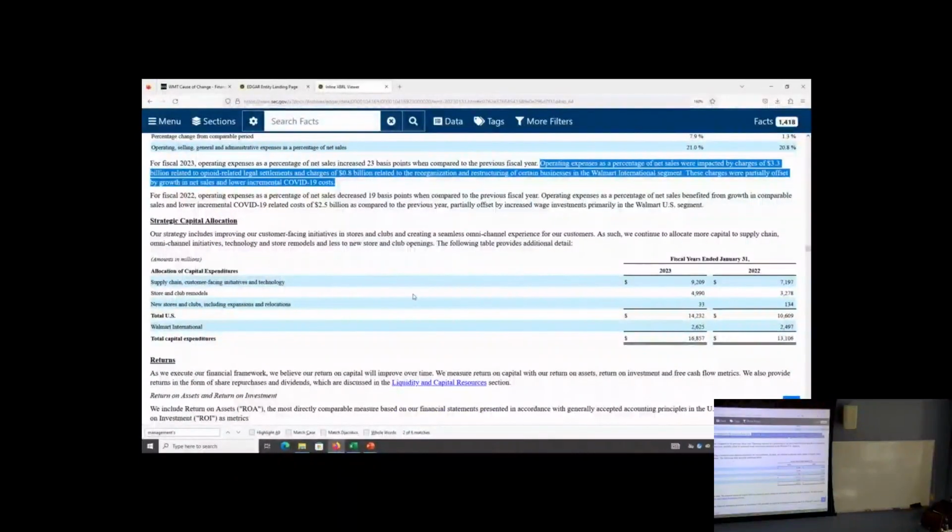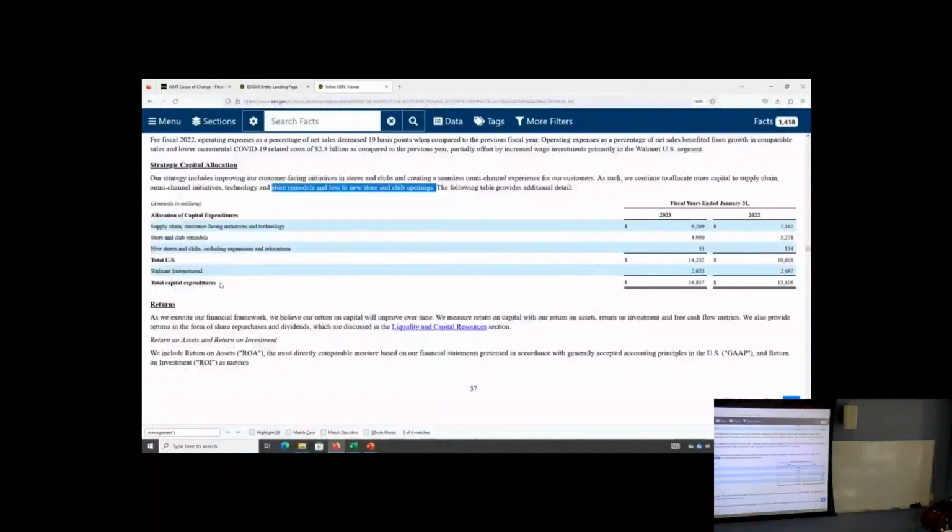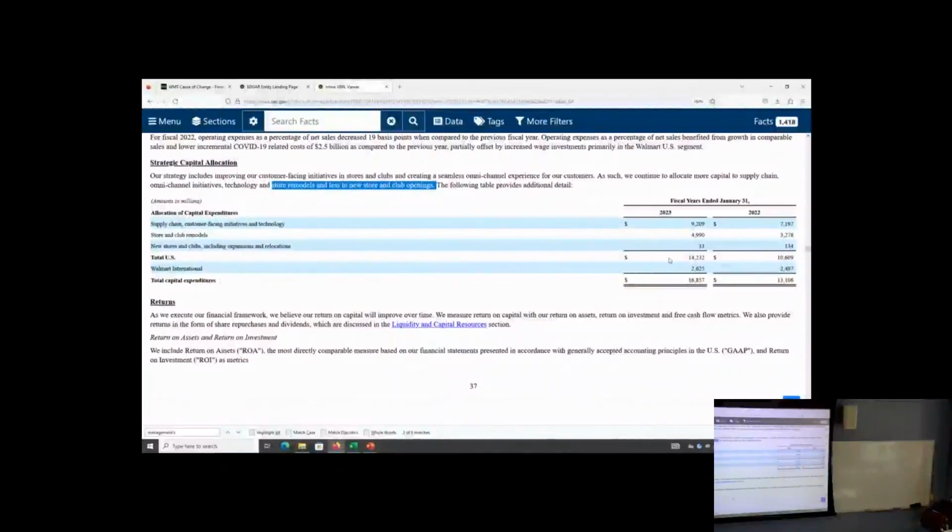Strategic capital allocation. Right now, they're going to be discussing investments that they're making in club openings. So it's a retailer. It needs stores in order to make those sales. They still make the vast majority of their sales in in-person locations. So they detail what they're doing and what they're investing in, and this gives you an idea of where the company is prioritizing its money.